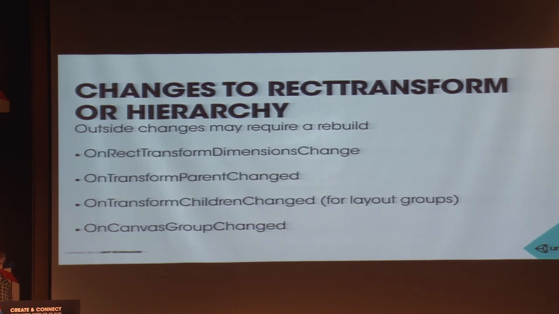There are other things than property changes on your own custom component that may also need to trigger rebuilds. For example, maybe you have animation that can change the position or size of a RectTransform. In this case, we have some callbacks that you can implement in order to detect this and trigger a rebuild. There's a callback you can implement called OnRectTransformDimensionsChange. That is called when the RectTransform has changed size and position.